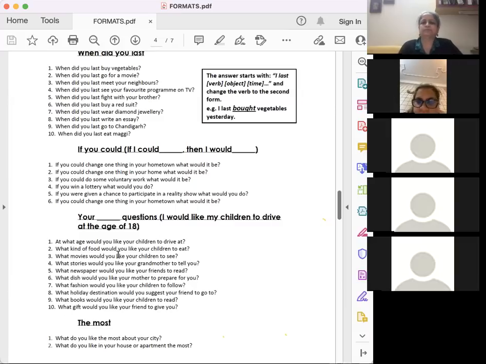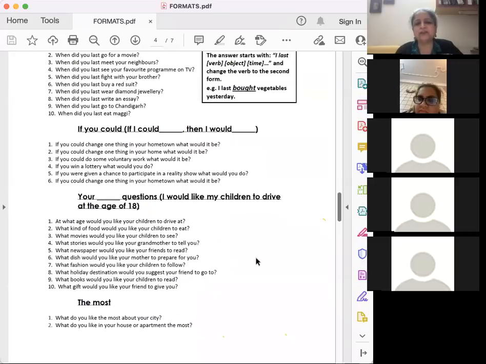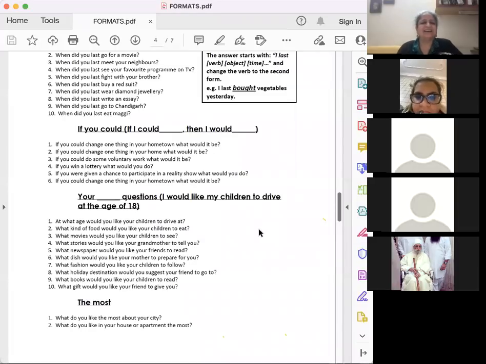Okay, who will speak? Navdeep. At what age would you like your children to drive at? I would like my children to drive at the age of 18. Very good. Okay. What kind of food would you like your mother to cook for you?